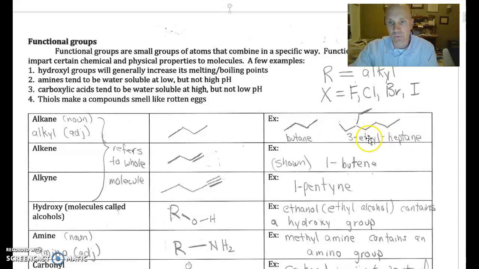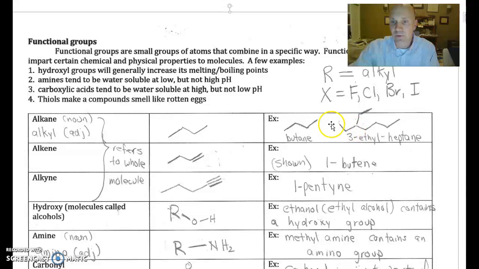Either way, you'd name it the same way. So anyways, this right here, that's considered an alkyl group. Notice I don't say an alkane. So think of an alkyl as an adjective. It's an alkyl group. So when I name this, the name of that alkyl group is ethyl. Ethyl is used as an adjective to describe something which is coming off of heptane.